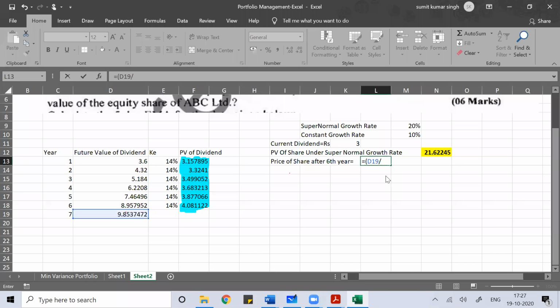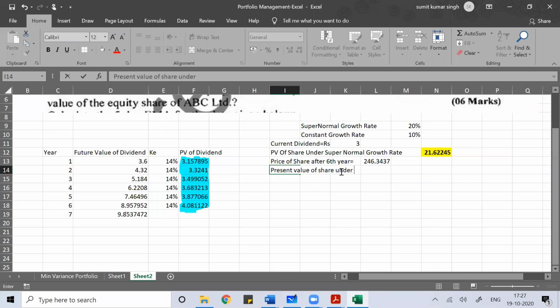Divided by KE minus g2. What is KE? KE is 14%. What is g2? g2 is 10%. If you solve this, you get the price of the share after the sixth year, but I want the present price. What is the present value of the share?